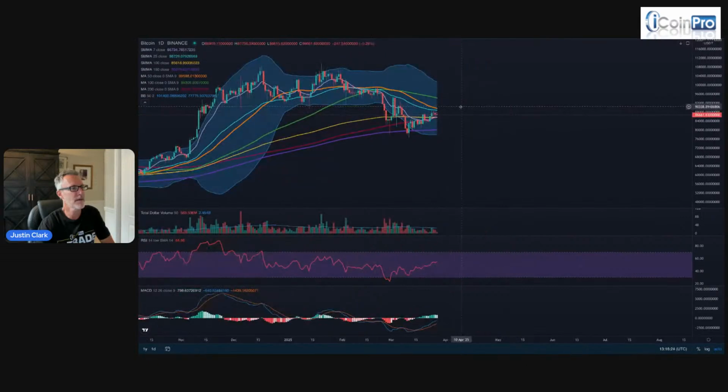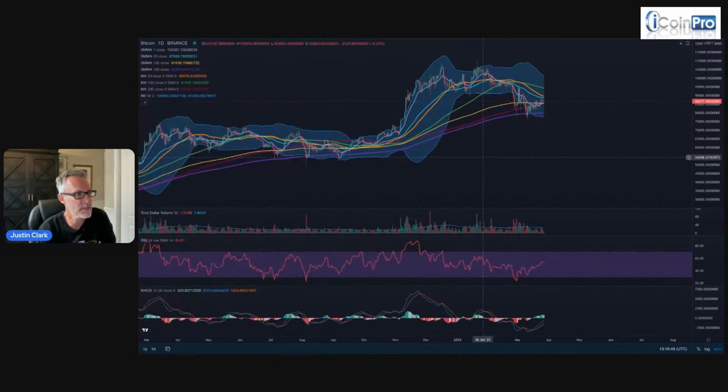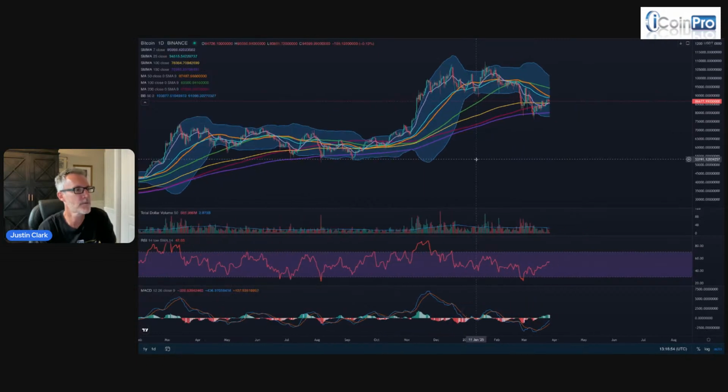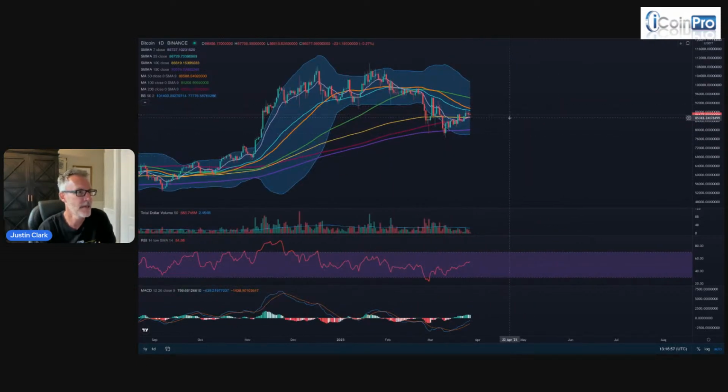The key resistance area here is obviously 90,000. We need to get above that and start trading above that to potentially look at trying for 100 again. On the downside, we need to stay above 85,000. If we lose 85,000, we have a real risk of going down and challenging 80,000. And if we lose 80,000, we could be in trouble right now. So again, we're just going to have to see what happens and how things shape up here. But key levels right now are 90,000 on the upside, 85, and then 80,000 is what we're watching.